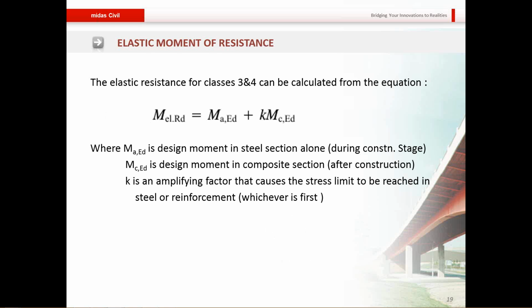So the elastic resistance for classes 3 and 4 can be calculated from this equation. Now, this equation is not directly given in the Eurocodes. This has been taken up from the design guides, and SCI, the Steel Construction Institute's printed document on composite bridges. So this particular equation is normally used for calculating the elastic moment of resistance, and here you can see MAED is the design moment in the steel section, MCED is the design moment in the composite section, while K is an amplifying factor that causes the stress limit to be reached in steel or reinforcement, whichever is first.